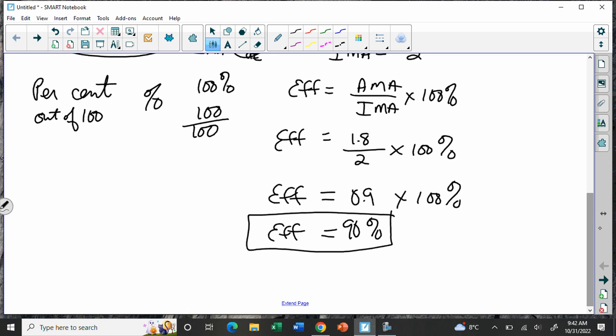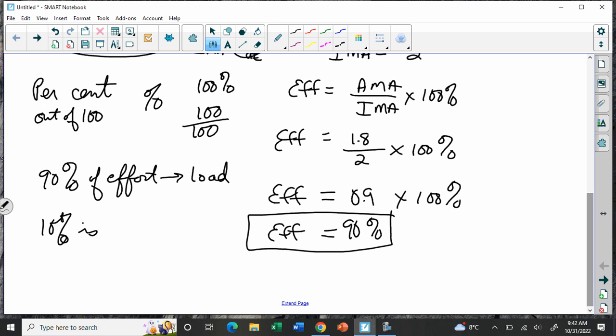But 10%, so 90% of your effort is transferred directly to the load to move it. But 10% is wasted on friction or stresses and strains and so on. It's basically just wasted. We lose 10%. It's not a bad machine. 90% is pretty good.